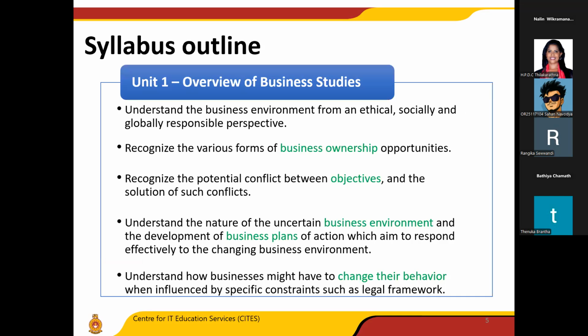I will briefly discuss the syllabus. The syllabus consists of 5 units. The first unit is an overview of business studies. In this unit, we discuss the business environment, different types of business ownerships, and the objectives of various businesses. So you will be able to identify the different kinds of business available in this industry after completing this unit.